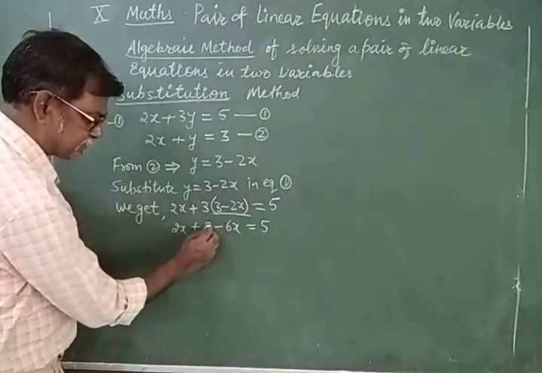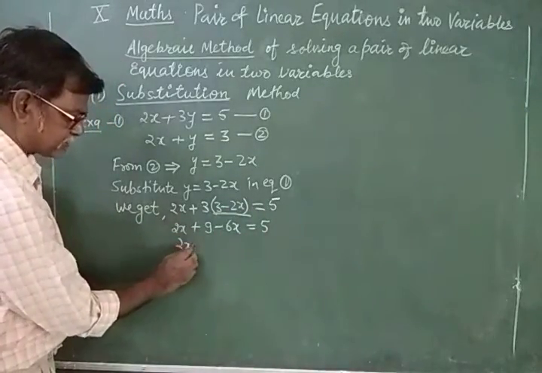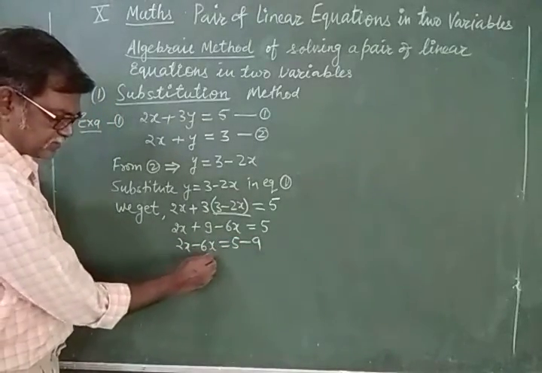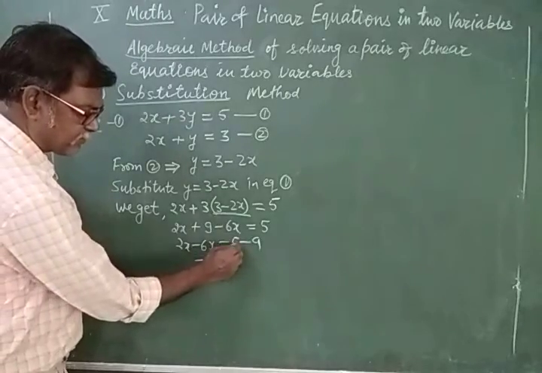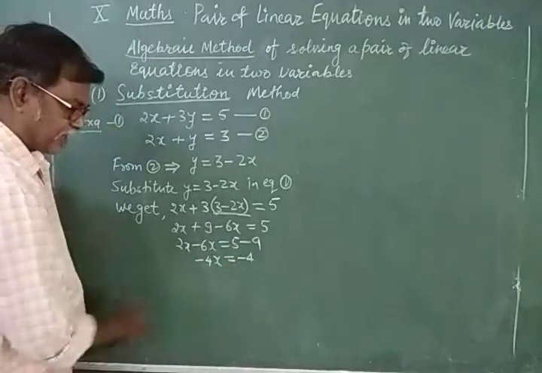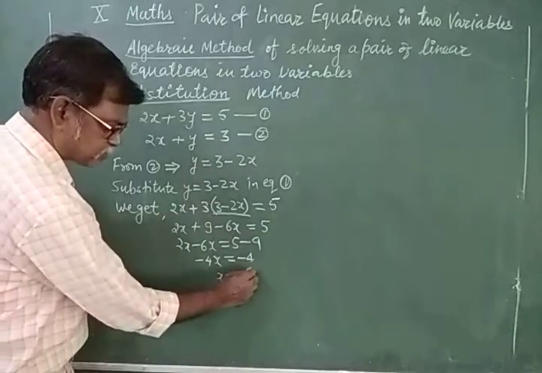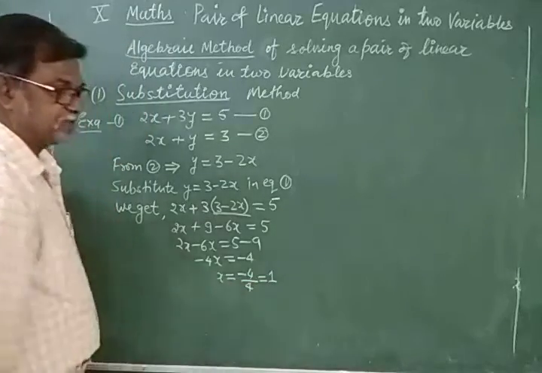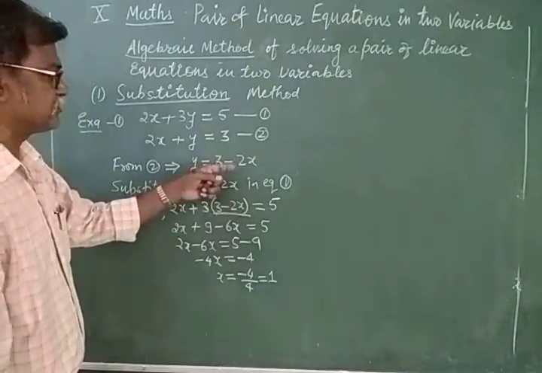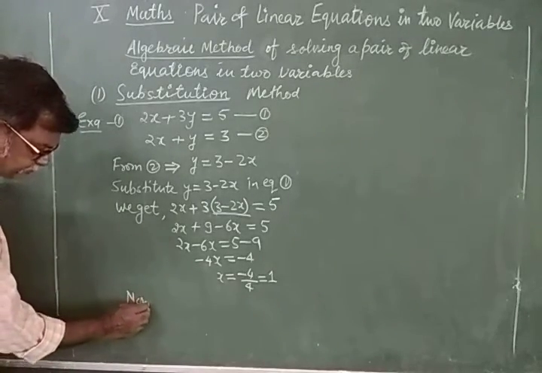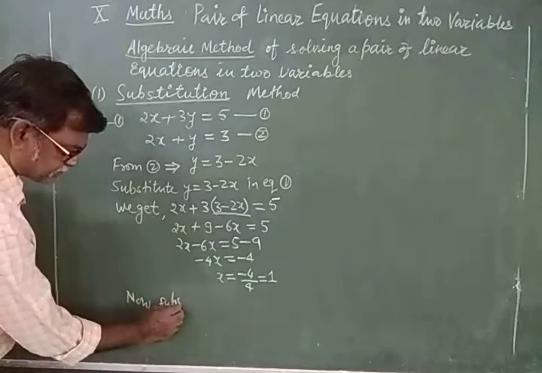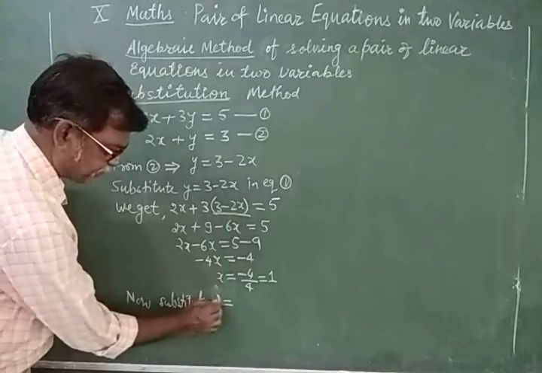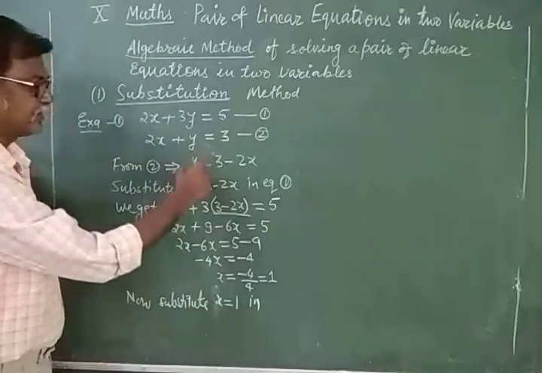Now 2x minus 6x, transfer this 9 to that side. So 2x minus 6x is equal to 5 minus 9. This is minus 4x is equal to 5 minus 9, which is minus 4. Now divide both sides by minus 4, so you will get 1. The value of x is 1. Now substitute this value x is equal to 1 here.